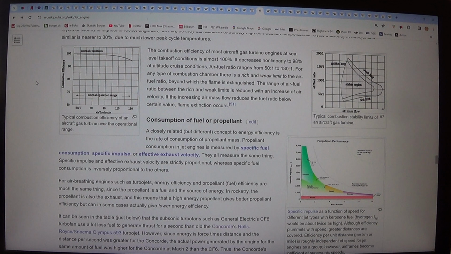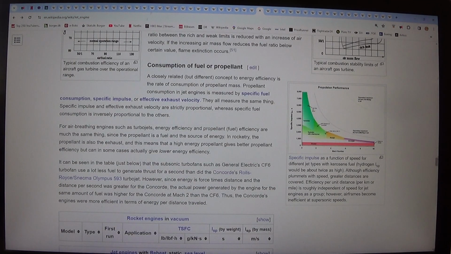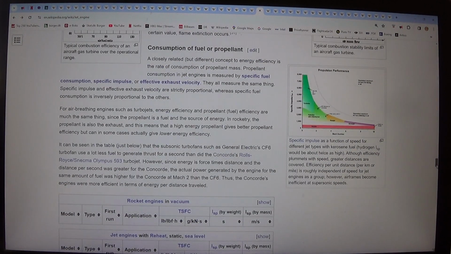Consumption of fuel or propellant. A closely related, but different, concept to energy efficiency is the rate of consumption of propellant mass. Propellant consumption in jet engines is measured by specific fuel consumption, specific impulse, or effective exhaust velocity. They all measure the same thing. Specific impulse and effective exhaust velocity are strictly proportional, whereas specific fuel consumption is inversely proportional to the others.